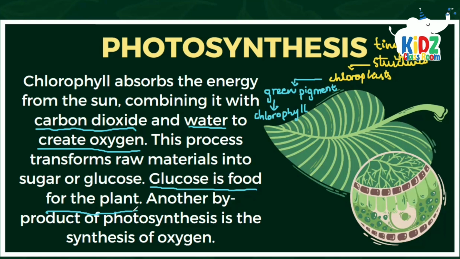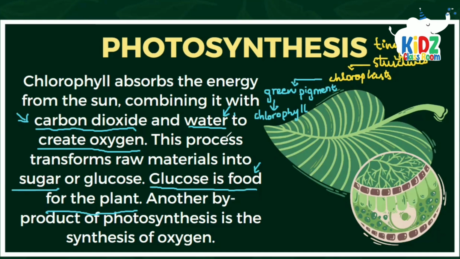Okay, chlorophyll captures sunlight. This is how photosynthesis works. Firstly, chlorophyll, which is present in chloroplast. Chloroplast is present in leaves. So firstly, chlorophyll absorbs the energy from the sun, or you can say captures sunlight, and uses its energy to turn carbon dioxide and water into glucose and oxygen. First into glucose, which is a type of sugar and which is the food for the plant.